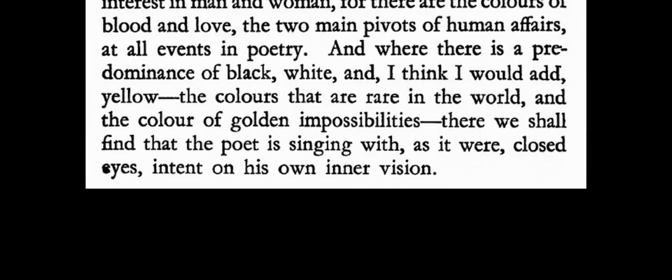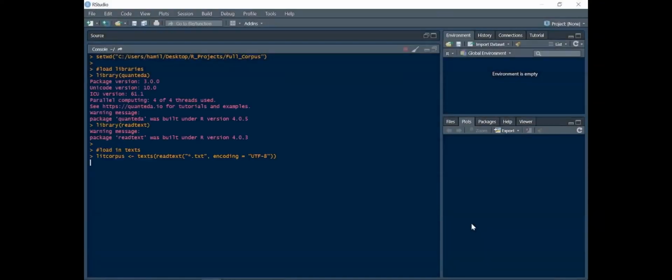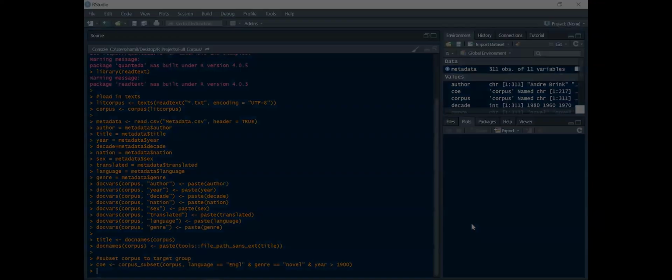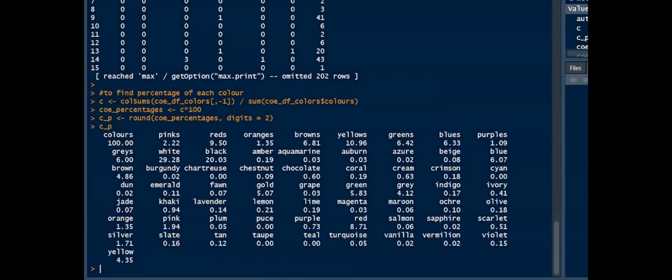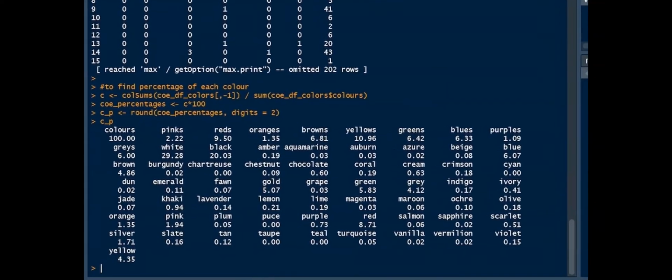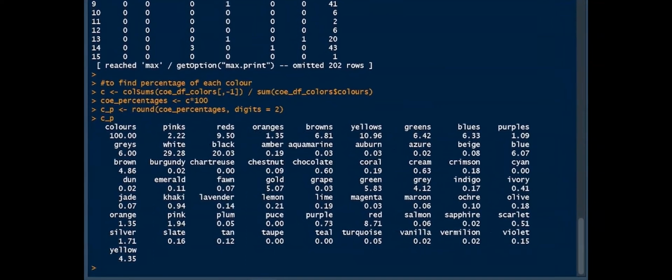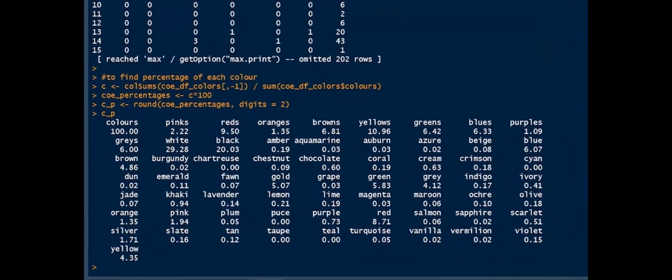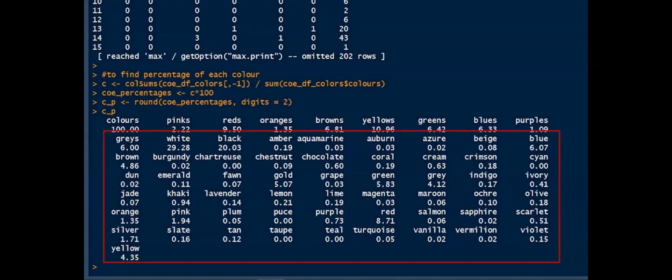So here I load in my corpus of 217 Anglophone African novels of the 20th century. Against these texts I run a small piece of code that searches each novel for the occurrence of colour words. And here you can see which words I've told the computer to search for. Currently, it stands as a list of 56 colour terms. Those terms include colours such as aquamarine, dun, and chartreuse.